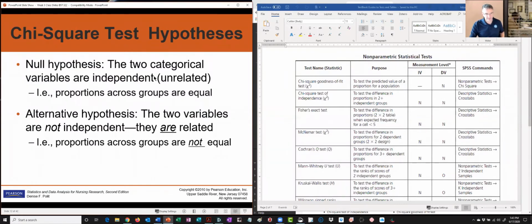What that means is if they're unrelated, the proportions across the groups, across our pivot table, our cross-tabulation table we did in week 1, should be equal if nothing's going on. But if they start to change and they're related, the proportions are not going to be equal. We're going to see patients surviving the surgery more than they did with some other treatment. So the proportions will change.